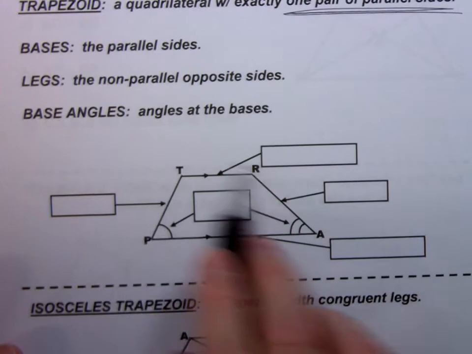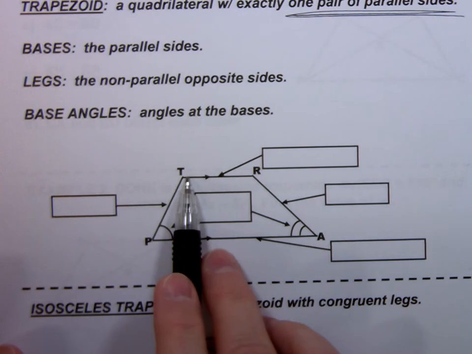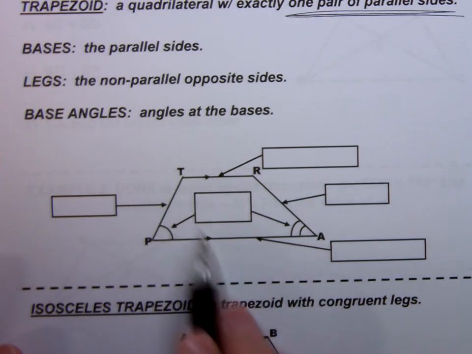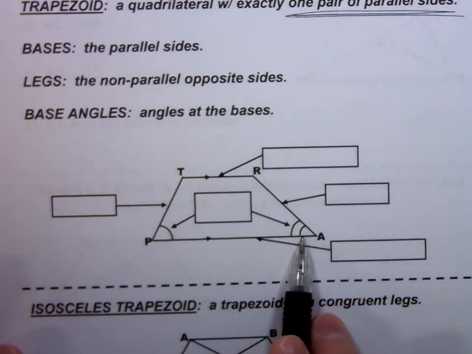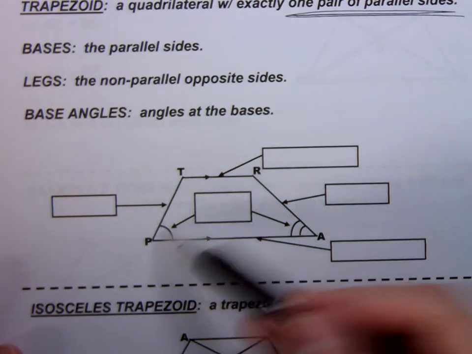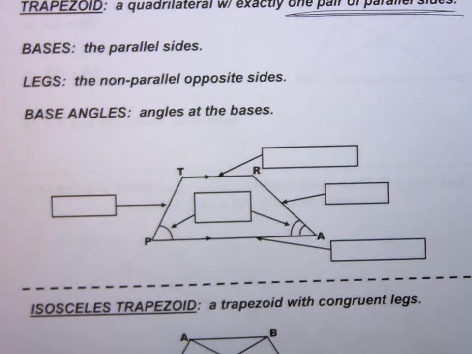So here's an example of a trapezoid. Notice that the arrows here and here tell you that these sides are parallel. That's one pair of parallel sides. Notice the other pair of opposite sides are not parallel. So this is a trapezoid, one pair of parallel sides.